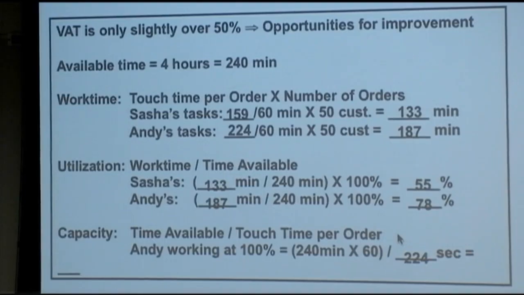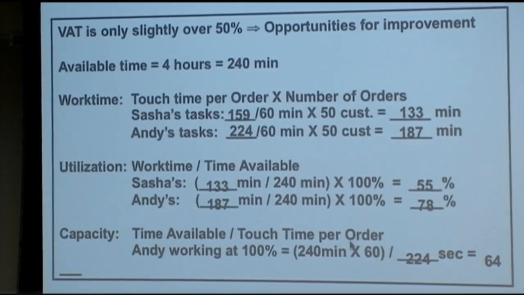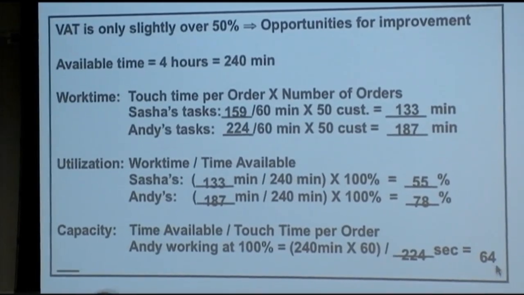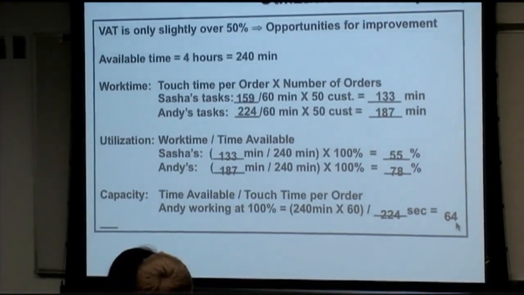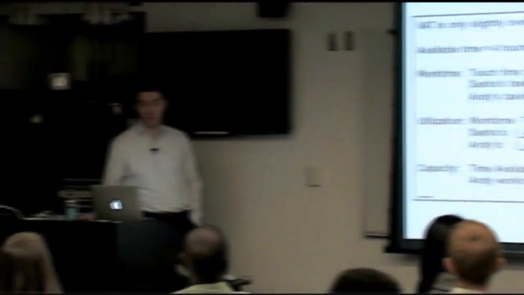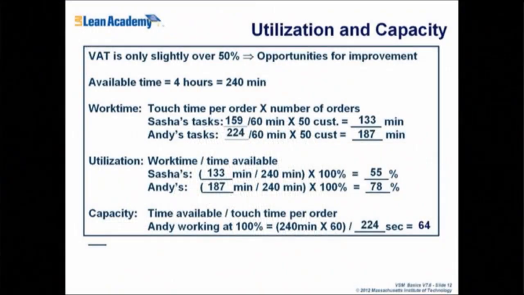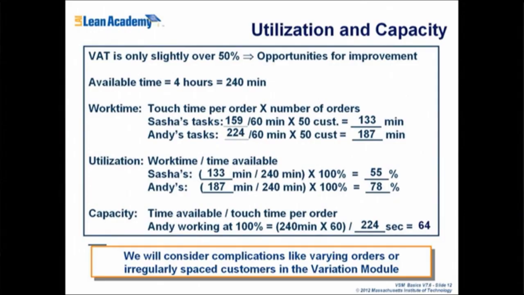If you say that's 224, they should be able to serve 64 customers. That's if Andy maxes out, working 100% of the available time. That's not always a good idea. It's hard, at least. So we're not going to talk about the variations right now. We're going to do that later.